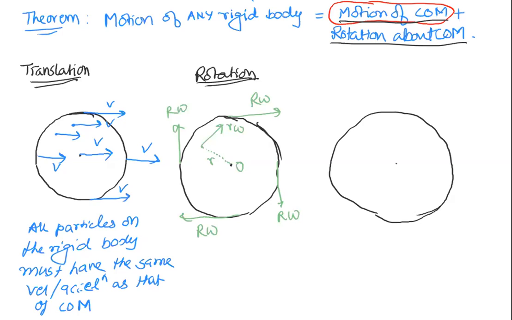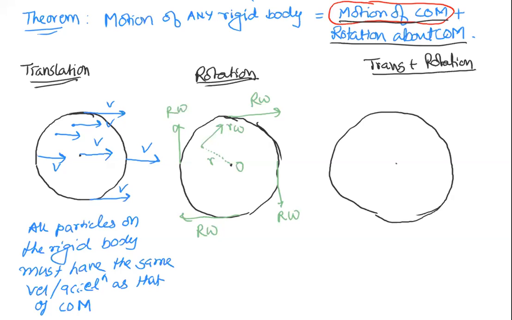So the net velocity of an object which is undergoing translation plus rotation must be the vector sum. Yes, why do we neglect centripetal? I'll tell you shortly. I'll come back to that.